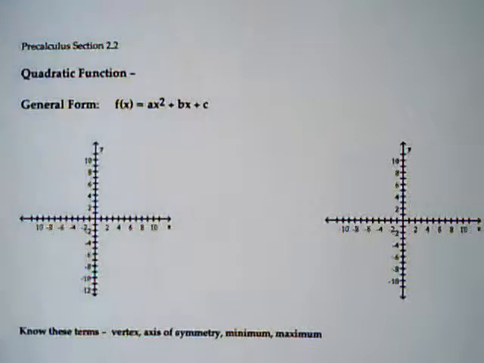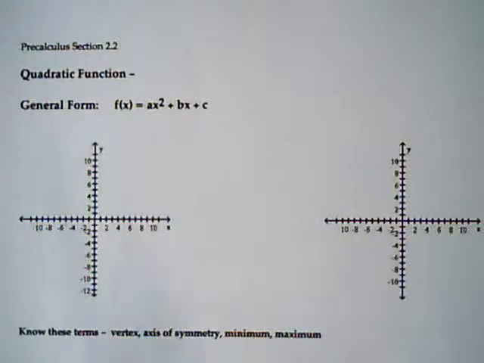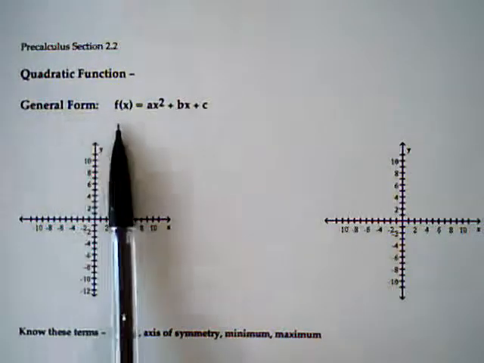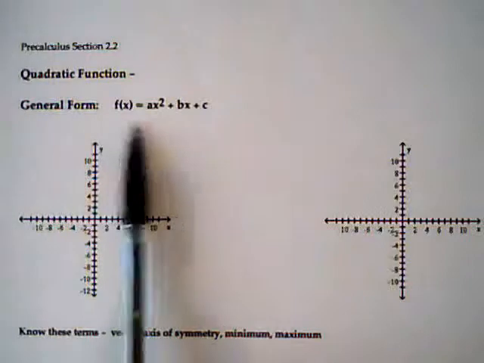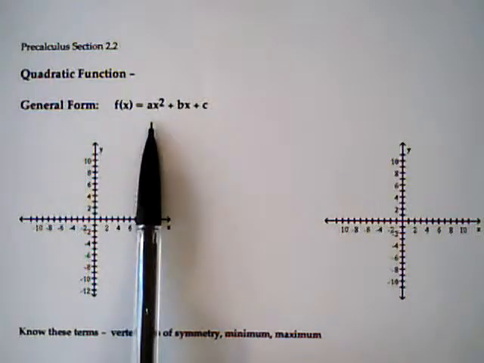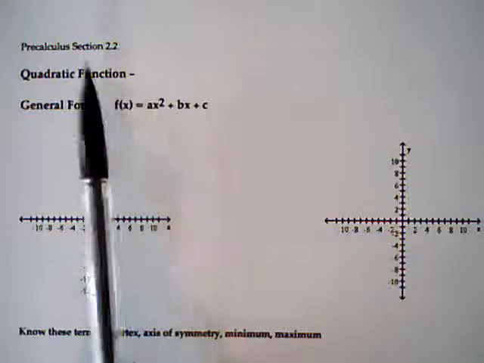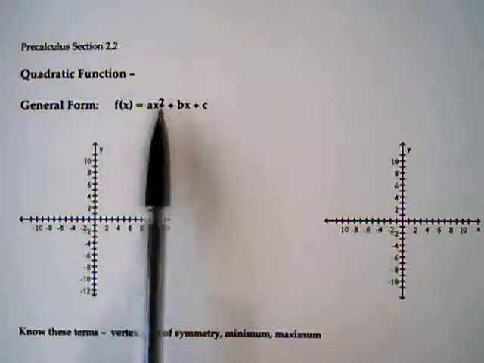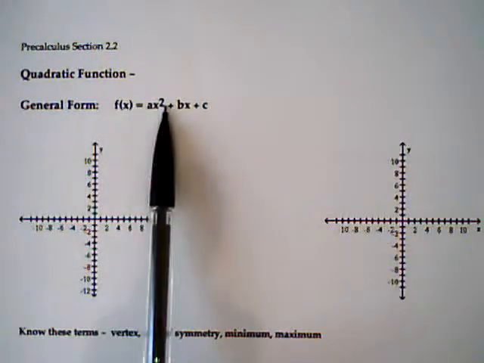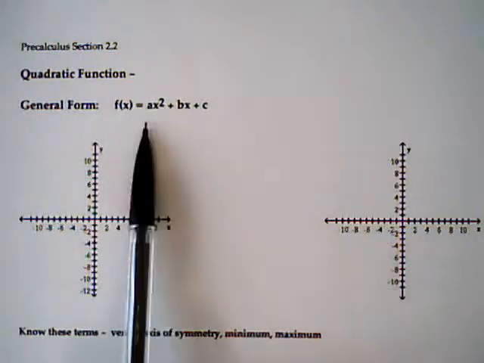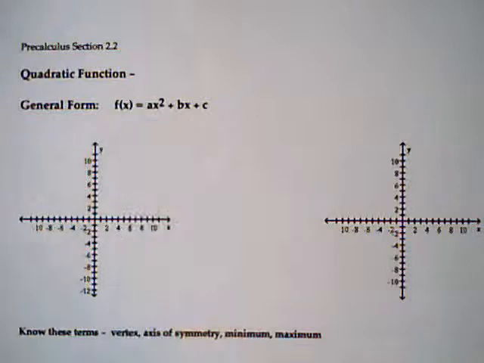2.2 is on quadratic functions. The first thing that we're going to look at is what's called the general form, which is f of x equals ax squared plus bx plus c. Now typically we think of a quadratic function as being one that has the highest exponent of a 2, which we have here, and the graph of this function is always a parabola.